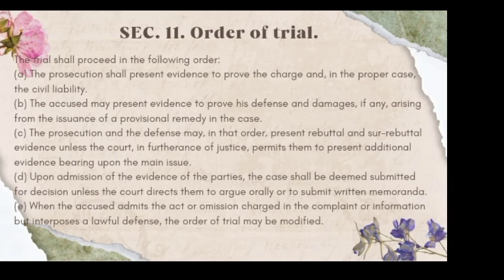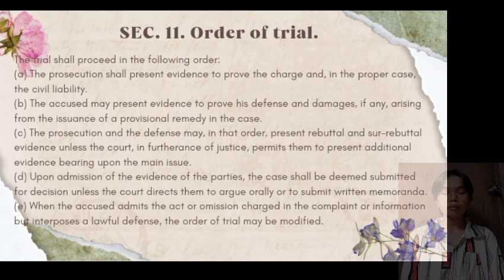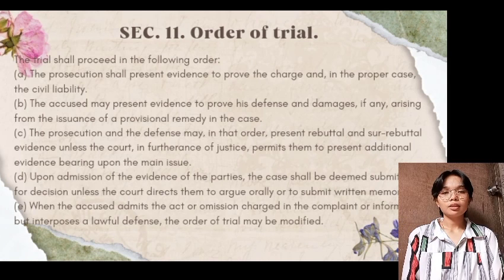B. The accused may present evidence to prove his defense and damages, if any, arising from the issuance of a provisional remedy in the case. While in this Section 11, letter B, grants the accused the opportunity to present evidence supporting their defense during a trial. Additionally, if relevant, they can also introduce evidence to demonstrate any damages incurred due to the issuance of provisional remedies in the case.